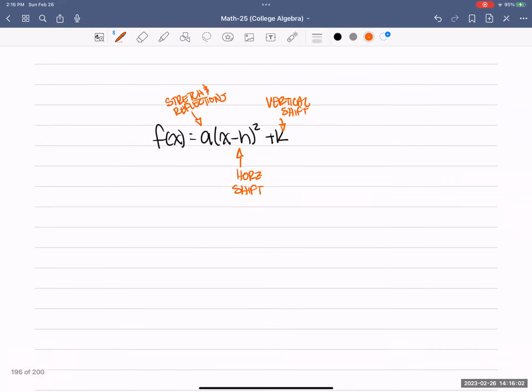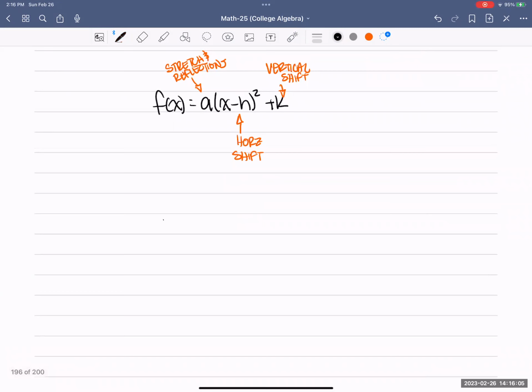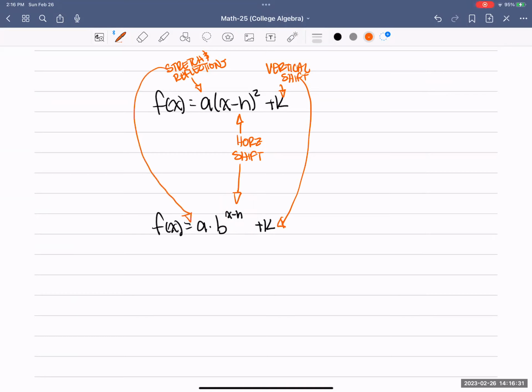So here in exponential functions, it's very, very similar. We have a times b to the x minus h, plus k. The one closest to our input is going to be our horizontal shift. K is still our vertical shift. A is our vertical stretches and compressions. It does our reflections as well about the x-axis.